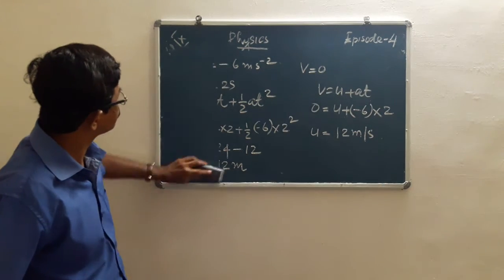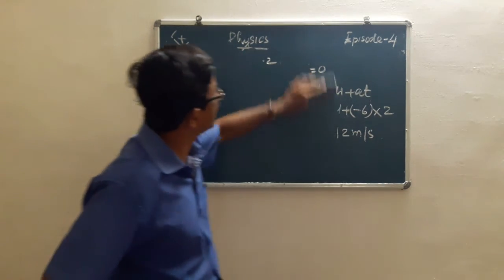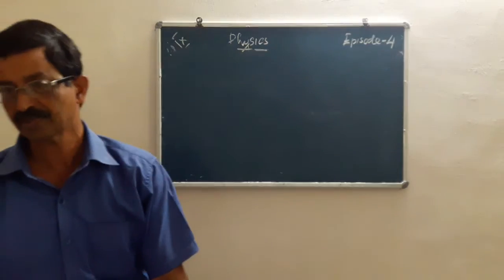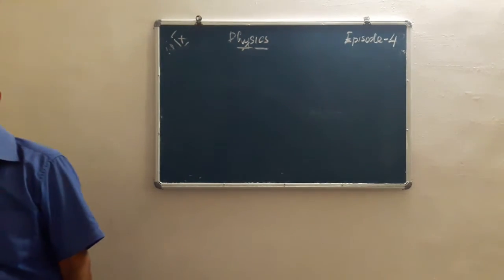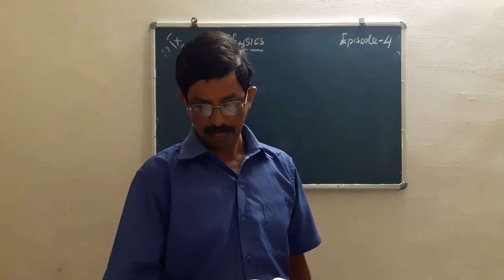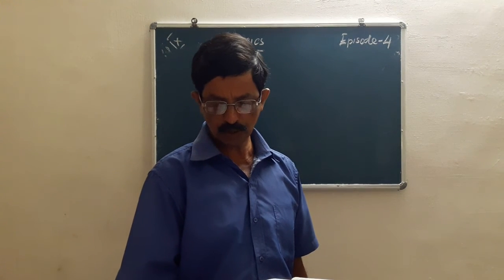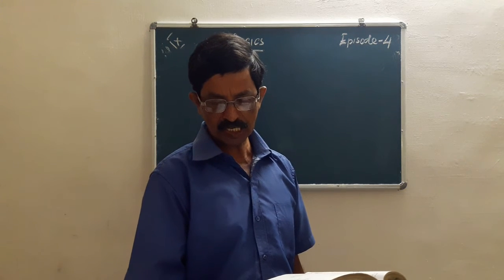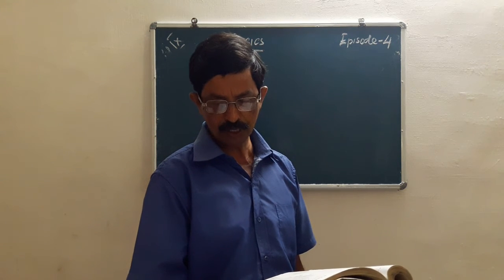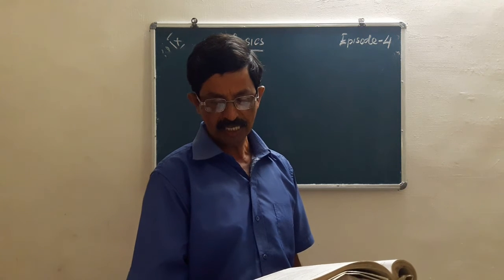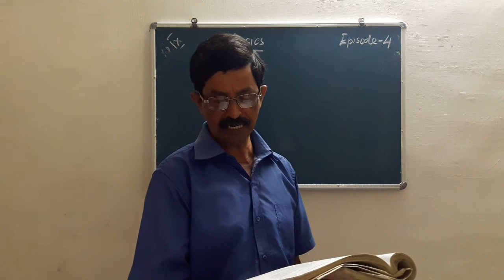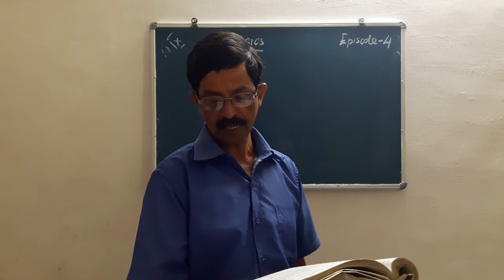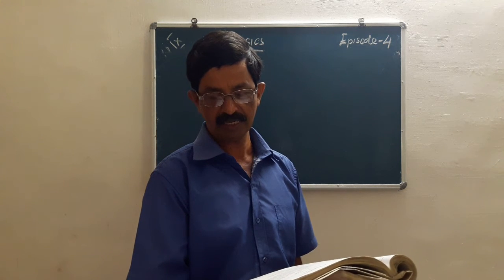Now we can practice one more question which is given in our text. A bus starting from rest moves with a uniform acceleration of 0.1 meter per second square for 2 minutes. Find the speed acquired and the distance traveled.